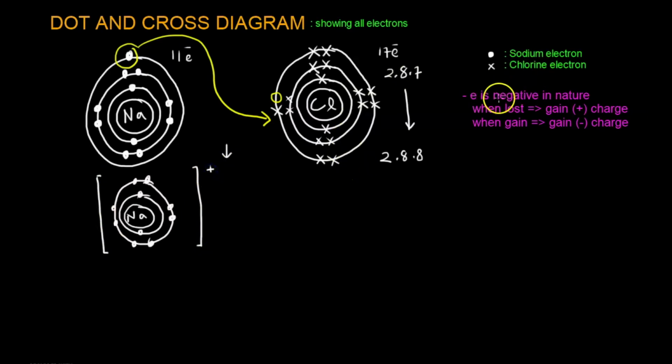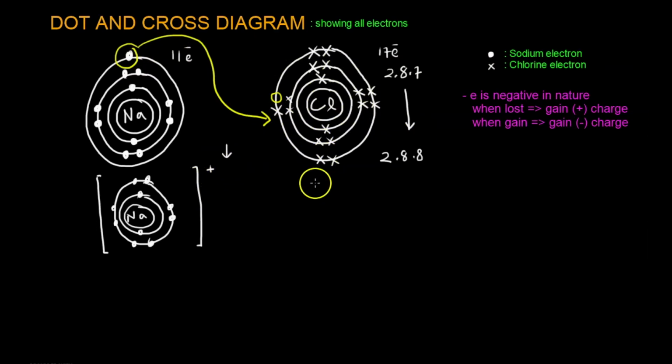Why? Because electrons are negative in nature. When we lose electrons, we gain a positive charge. If we gain an electron, we gain a negative charge. So in this case, you can see that sodium actually loses 1 electron, so it gains 1 positive charge. This is +1, but we don't write the 1, we just write a plus.